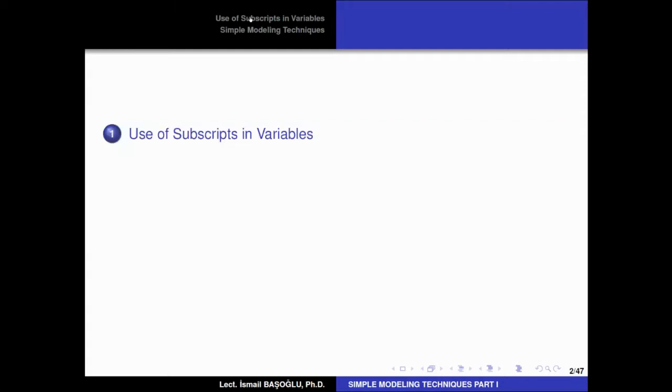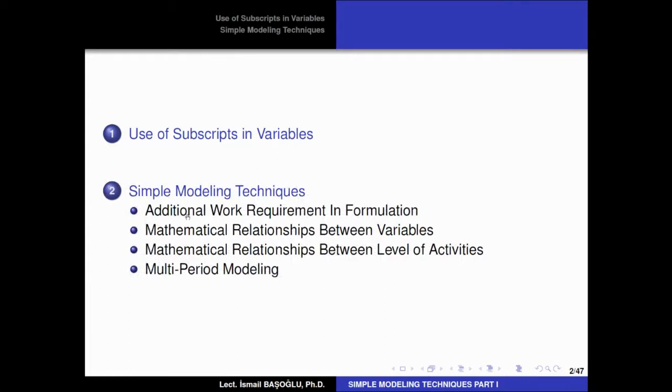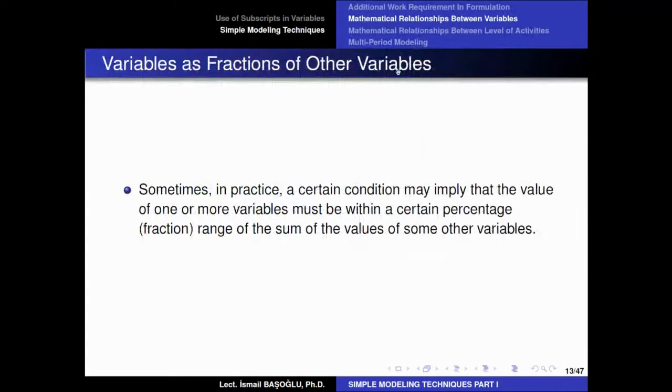As you can see, we have mentioned the additional work requirement in different kinds of models. We have said that sometimes the variables cannot be defined in a straightforward manner. In that sense, we need to consider the decision alternatives regarding our problem, and we need to put additional work into the model development process. And then we have mentioned the mathematical relationships between variables.